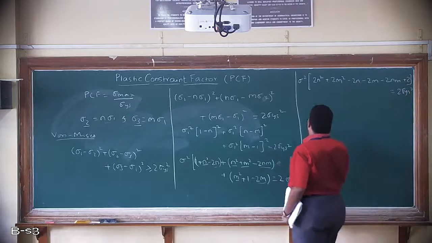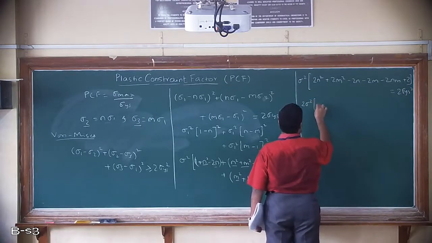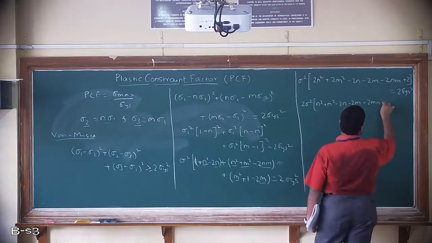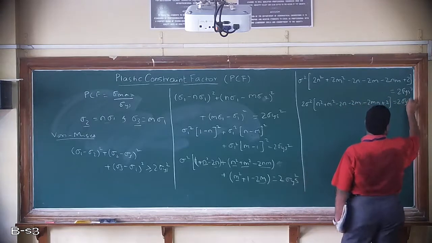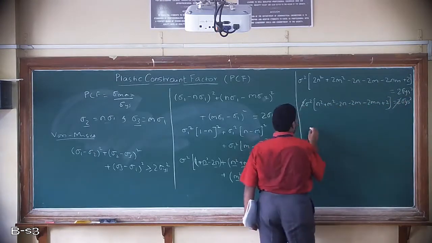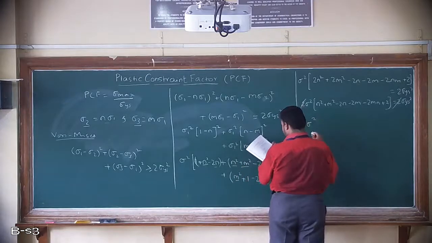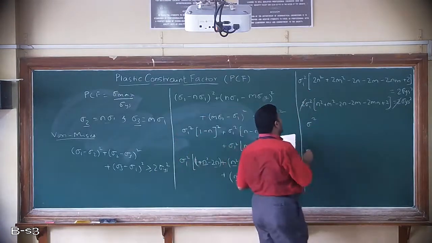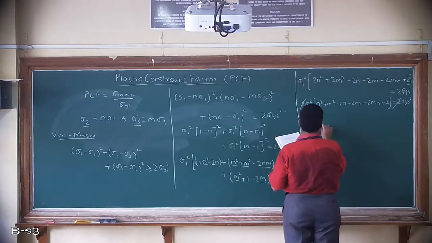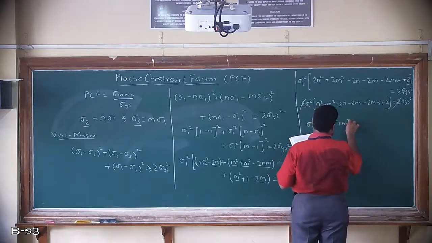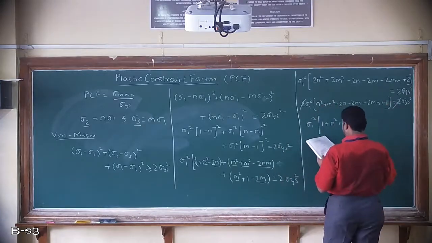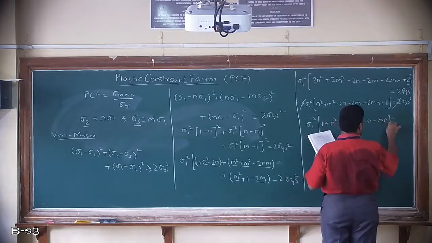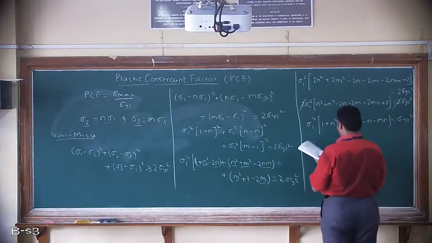Taking this 2 outside, we have 2 sigma 1 square in the bracket n square plus m square minus n minus m minus mn plus 1, equal to 2 sigma ys square. So this 2 and this 2 get cancelled. Ultimately we get sigma 1 square in the bracket 1 plus n square plus m square minus m minus n minus mn, equal to sigma ys the whole square.